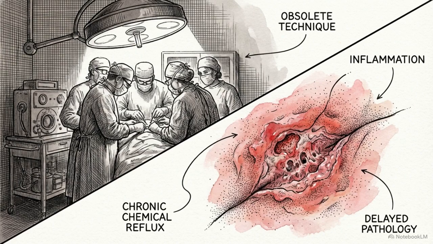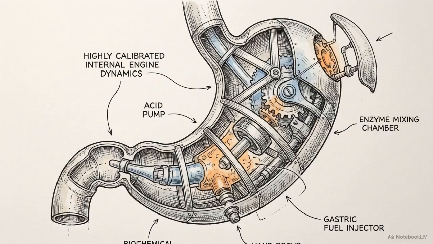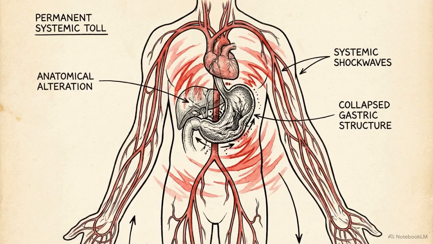Decades of chronic bile reflux washing into the altered gastric remnant drives intestinal metaplasia, establishing the prior surgery itself as an independent risk factor for developing future gastric cancer. The stomach is a highly calibrated biochemical engine. Altering its baseline topography to solve a localized anatomical problem exacts a permanent, systemic toll on the patient.